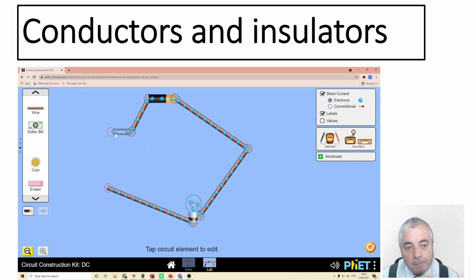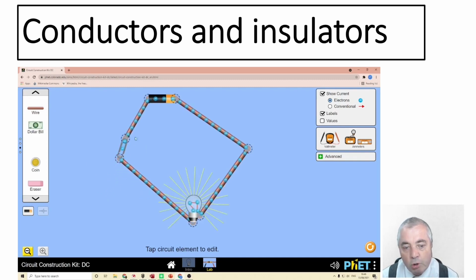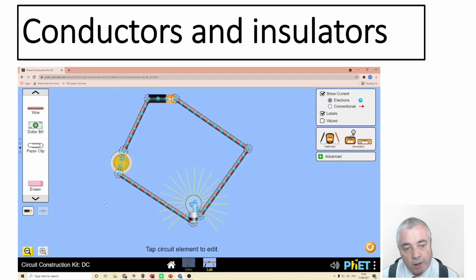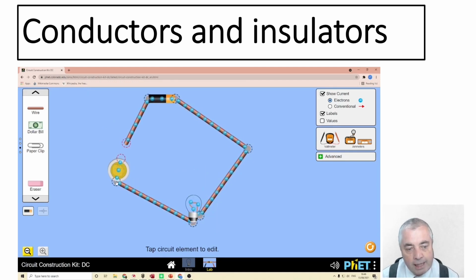However, if we take a paper clip instead, which is obviously made of metal, we do get current flowing. And that's because in the paper clip, the electrons can move. The electrons are free to move. Let's try replacing the paper clip with a coin. If you've been paying attention, you will know that a coin is metal, and that in metal the electrons are free to move, so it will be a conductor. The current's flowing, the bulb's lit, the coin is a conductor.